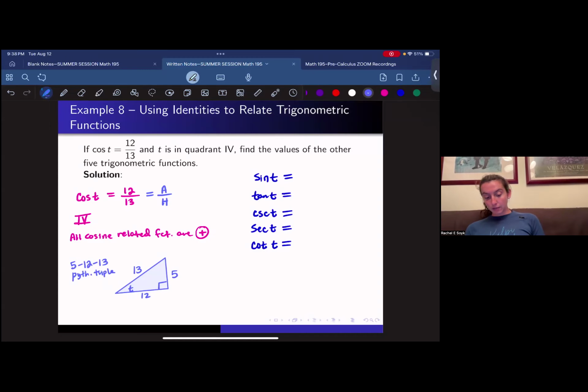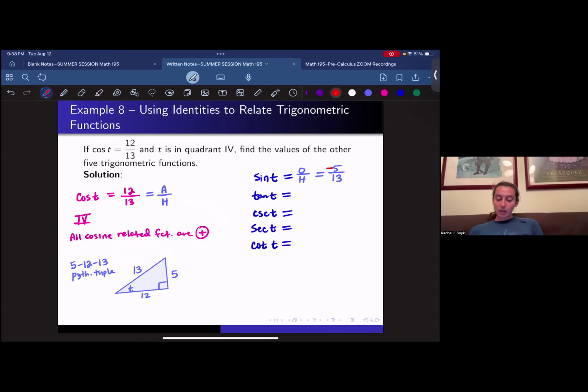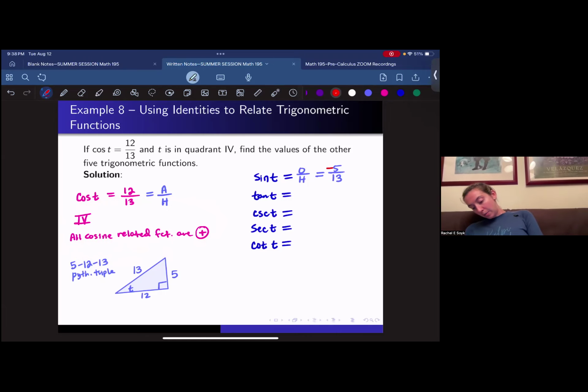So now sine of t is our opposite over our hypotenuse, which is just 5 over 13. But it's important to know that we're in the fourth quadrant, so everything is negative except our cosine related functions. So it should be a negative here. Our tangent is opposite over our adjacent, which gives us 5 over 12. And again, it's negative.